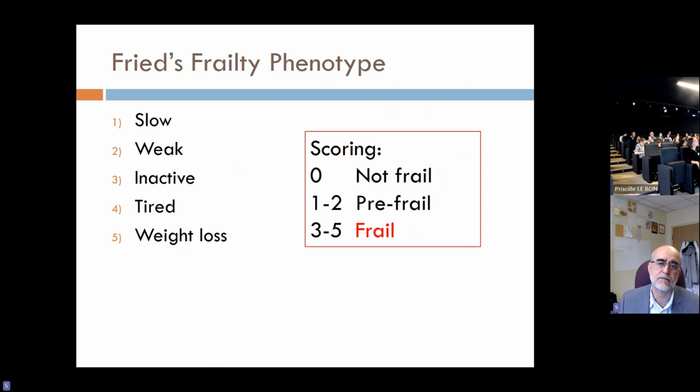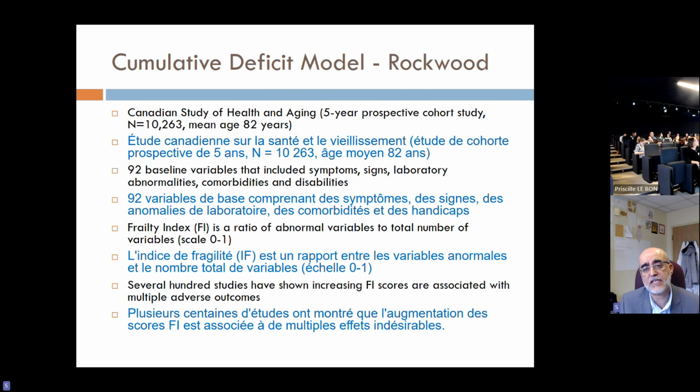This is one definition. Another very common definition that you will see in the literature is the cumulative deficit model by a Canadian, Dr. Ken Rockwood. And this is from the Canadian Study of Health and Aging, which was a 5-year prospective cohort study with over 10,000 people, an âge moyen 82. They had 92 baseline variables that they included in their model to create a frailty index.